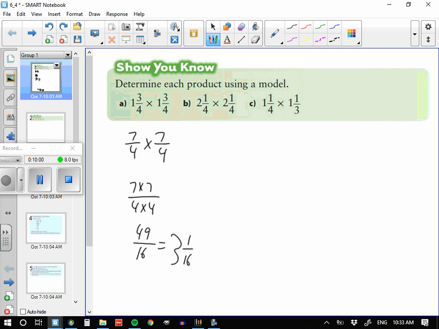The second question, 1 1/4, is 5 quarters multiplied by 4 thirds. Now, a smart person here would remember that cross reduction works. And if I reduce that down to lowest terms, that would be 5 over 3, which is equal to 1 and 2 thirds.